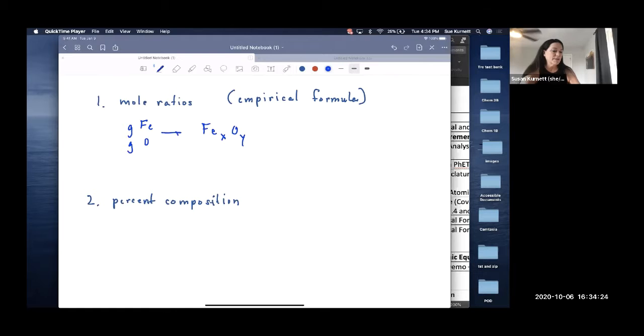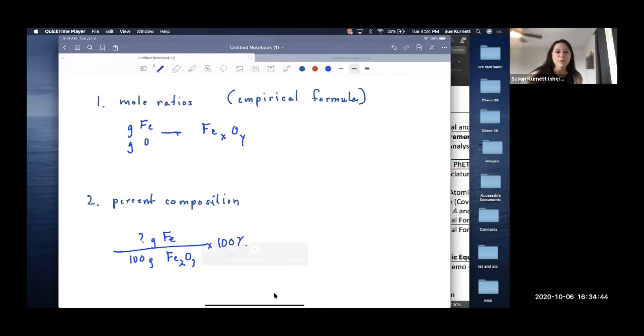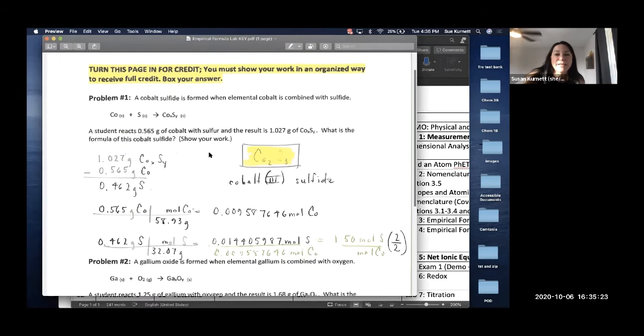And then percent composition is just saying, well, how many grams of iron are in a certain number of grams of iron, in this case, iron 3 oxide, times 100%. And so those are the two important ideas this week. And I'm going to pull up a problem and work through a question. Here I have a key. I'm just going to walk through it.